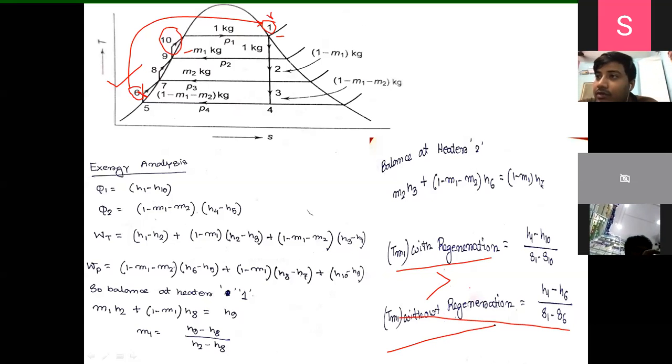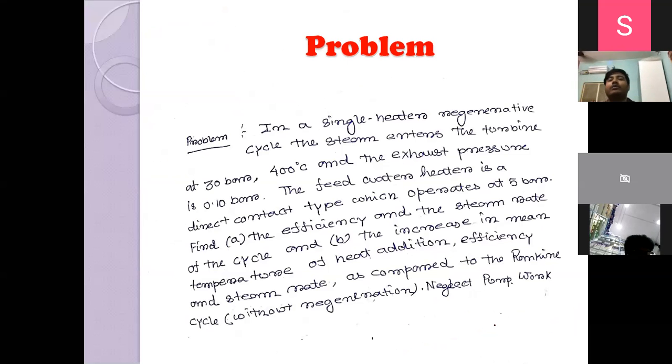Now I will move on to solving the problem. Now I'll move on to solving one problem. So try to understand this problem, because this problem is a little bit critical. Okay, so let us understand. Let's look at the first problem.